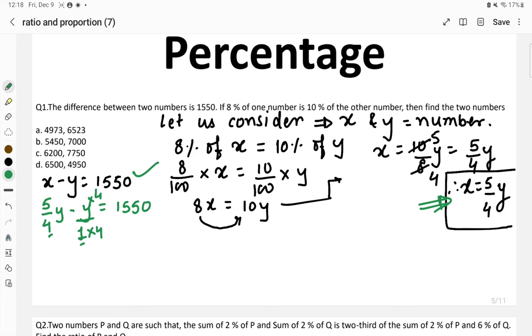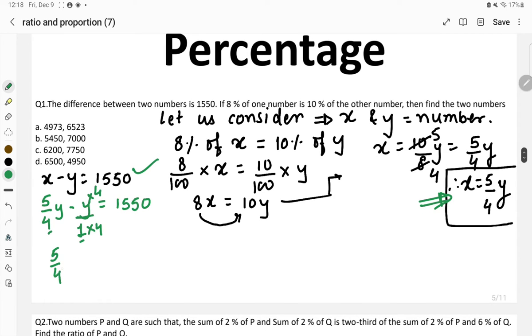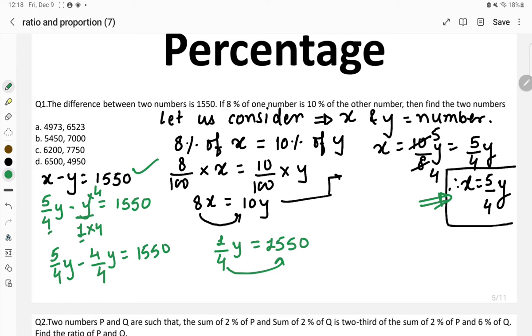What will be the answer now? Here it comes 5 by 4y minus 4 upon 4y, which equals 1550. I did this for the subtraction, that is 1 upon 4y is equal to 1550. Denominators are the same, so I can simply calculate the subtraction, right? Now what will be the value of y? I'll take this 4 to this side. The 4 is here in division, it will go into multiplication, that is y is equal to 1550 into 4, that will give us 6200. So the value of y is 6200.